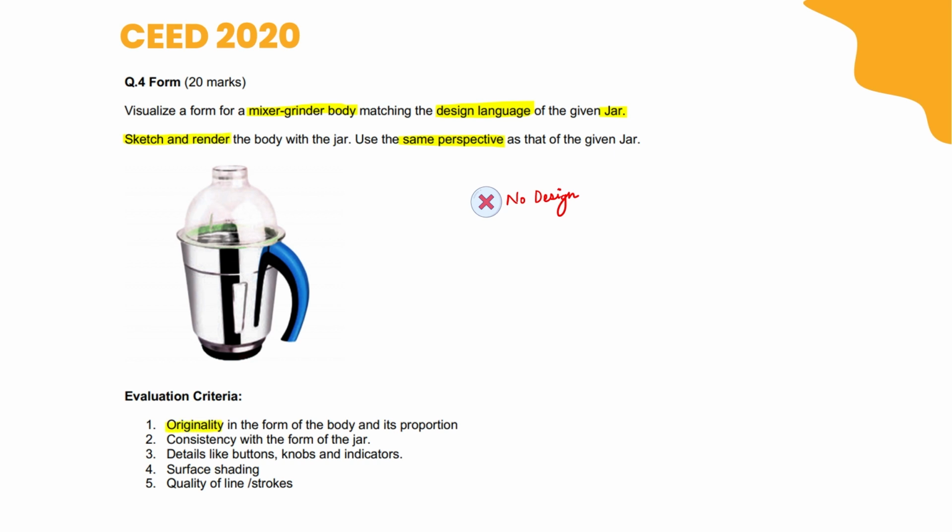Originality in the form and proportion. Here originality means some kind of novelty in the form of the jar, or you can say some sort of creativity should be shown. Now this does not mean drawing some complex figures and making it difficult for the examiner to comprehend. For this we have to study the jar.